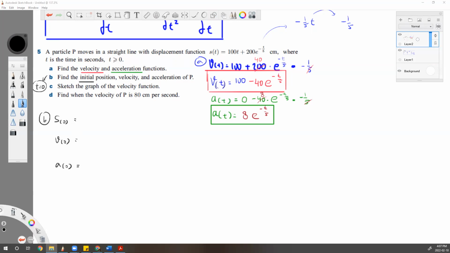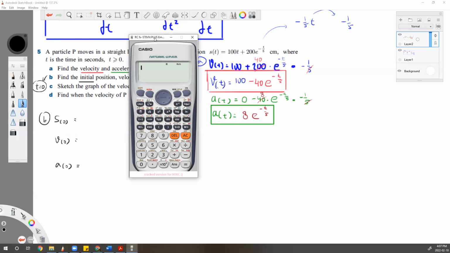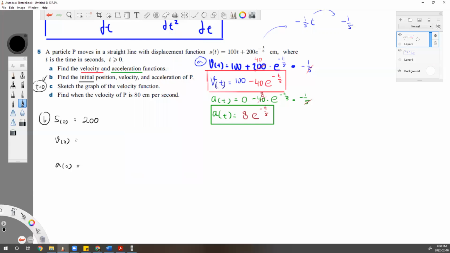Let's do it with a calculator. Oh, okay, because we use e. If we deal with e, it is better to use a calculator in order to eliminate the possibility of mistakes. So s first: 100 times t plus 200 e to the power of negative fraction 0 over 5. I think it's 200. Yeah, there you go. Just substitute t as 0, so it is 200. How about the v?